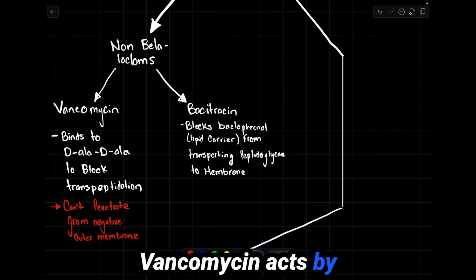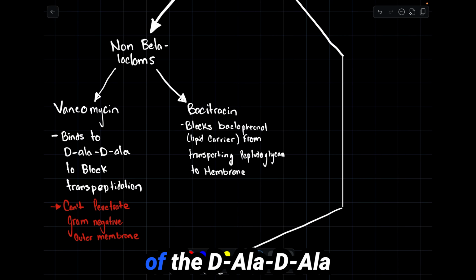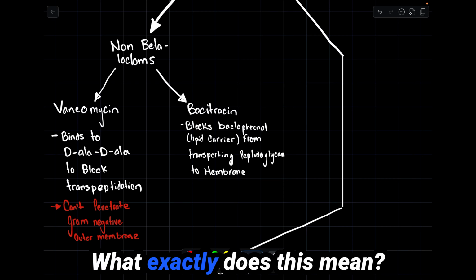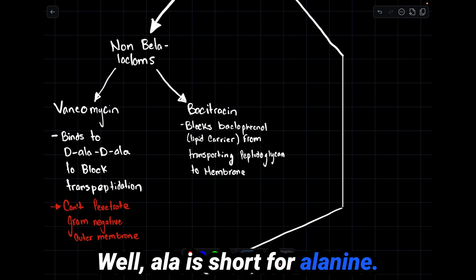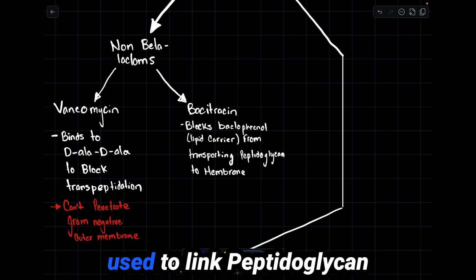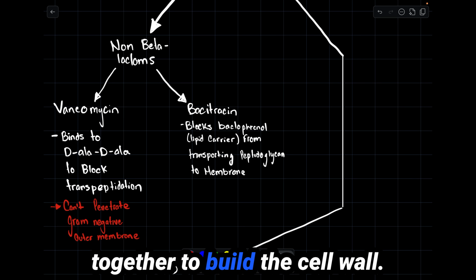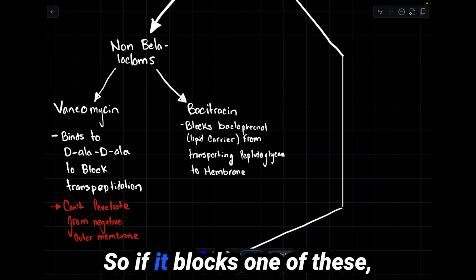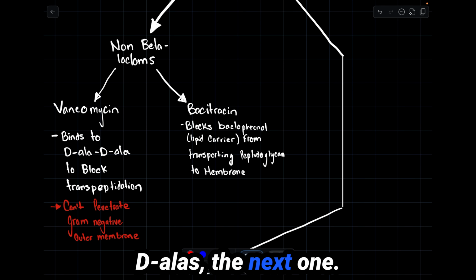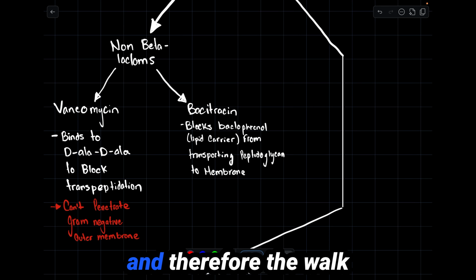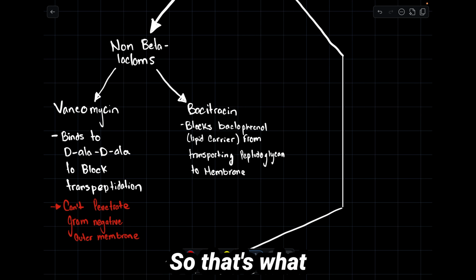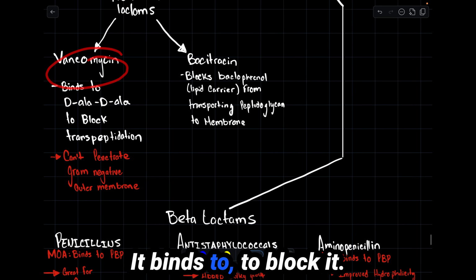Vancomycin acts by preventing the linking of the D-Ala-D-Ala. What exactly does this mean? Well, D-Ala is short for alanine, and these amino acids are used to link peptidoglycan together to build a cell wall. So if it blocks one of these D-Alas, the next one can't grab onto it properly, and therefore the wall can never be created. So that's what vancomycin does. It binds to block it.